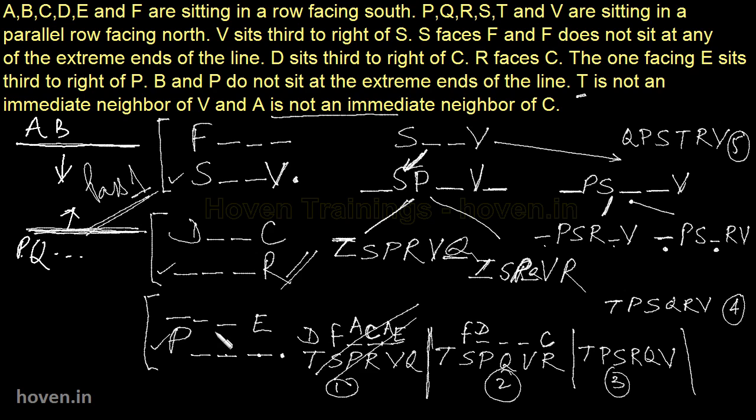And in the last one he says E will be third space after P, so 1, 2, 3. This means according to this, E should come at this position. After P how many? 1, 2, 3. So above R E should come, which is not possible because C is already there. So this arrangement also fails.